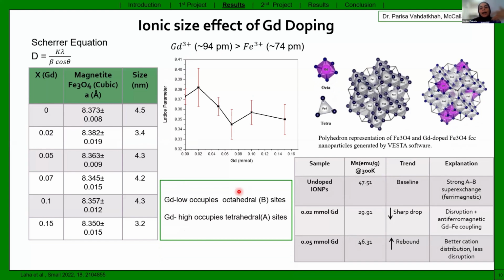And then when we keep adding more Gd, this Gd will go to the tetrahedral side. So we're recovering some of the interaction between the A and B sides, and we have less disruption to the system.